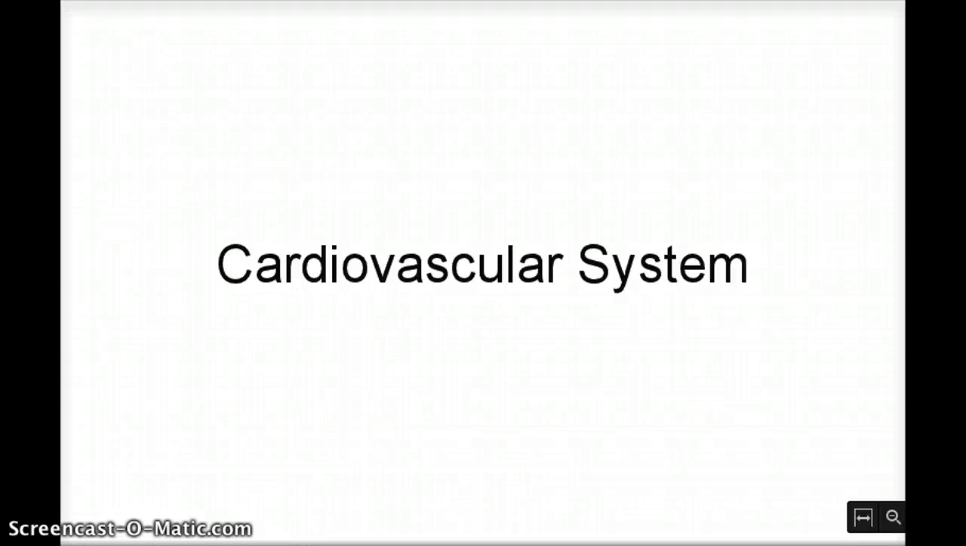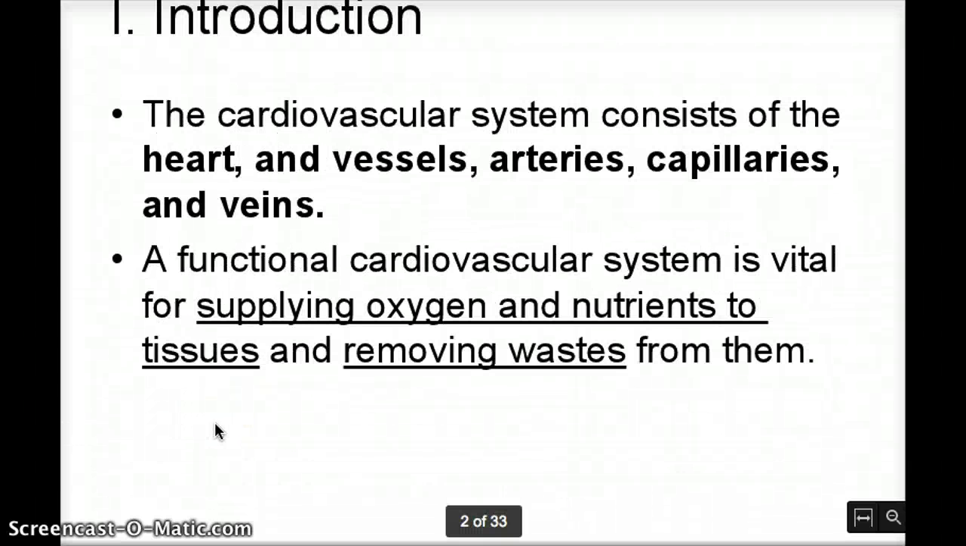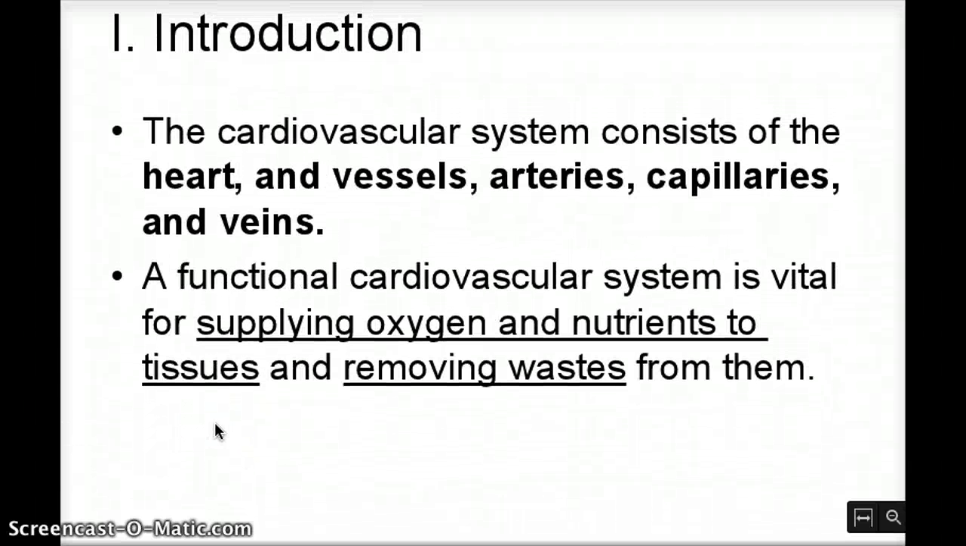Alright, this video is going to focus on the very initial start of the cardiovascular system. In taking a look at the cardiovascular system, the basic introduction is that it contains not only the primary organ known as the heart, but also the vessels. The vessels include three types: the arteries, which take blood away from the heart; the capillaries, in which you're going to see gas exchange, the gases being oxygen and carbon dioxide; and then the veins, in which the blood travels back towards the heart.